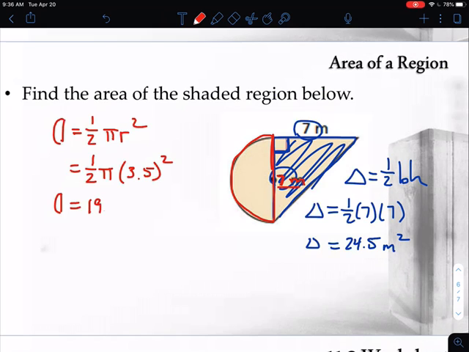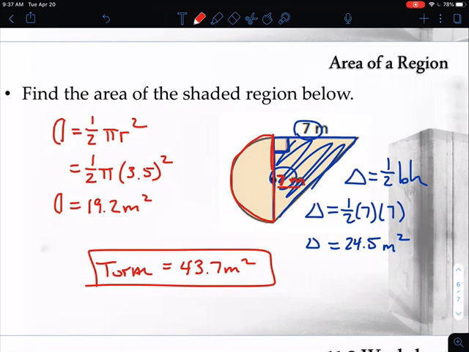And I get a total area of about 19.2. And that would be meters squared. And so my total area would be my 19.2 plus my 24.5, and we get a total area of 43.7 meters squared.